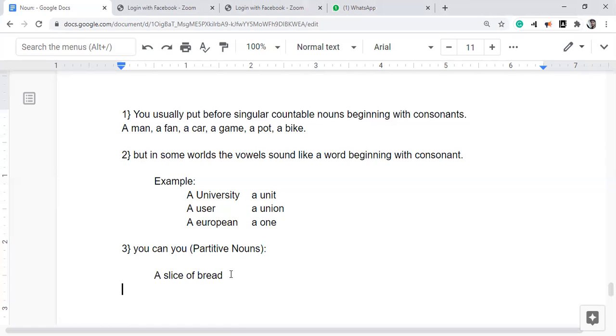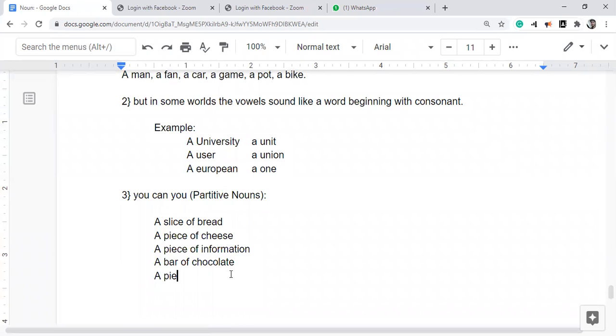Give me example like that. For example, a piece of cheese. Okay, a piece of cheese, a piece of information. Can you give me example like that? A piece of pipe. Okay, you can say a piece of pipe. Okay, a bar of chocolate.